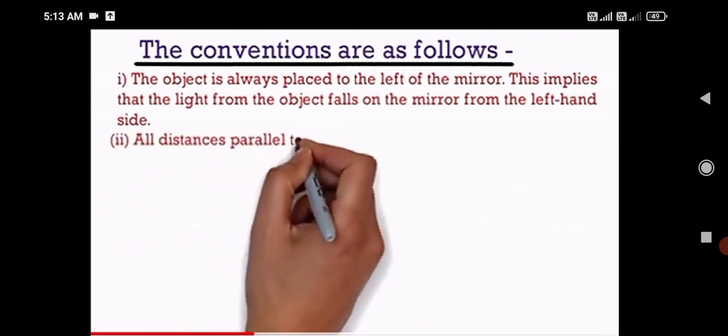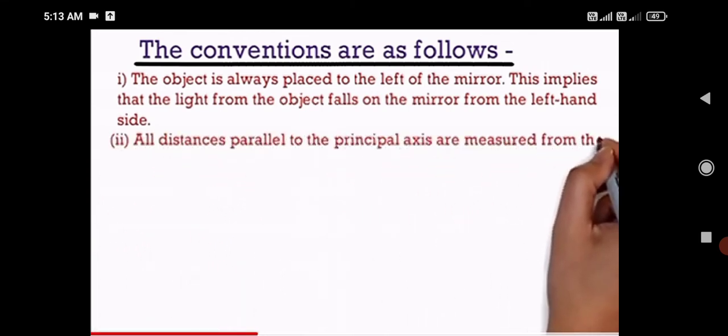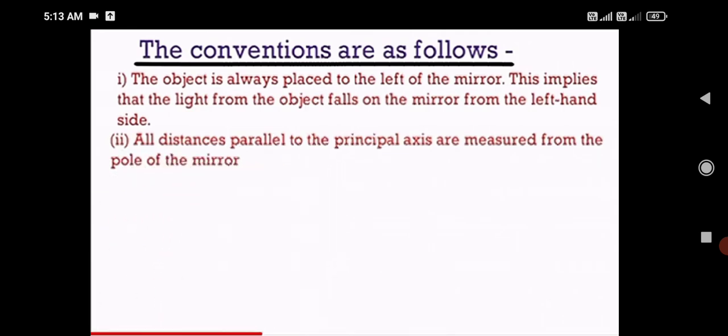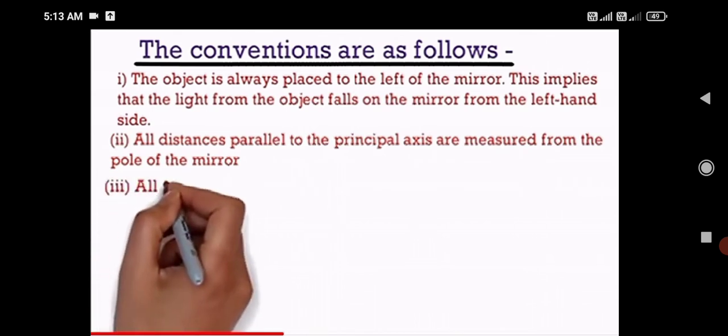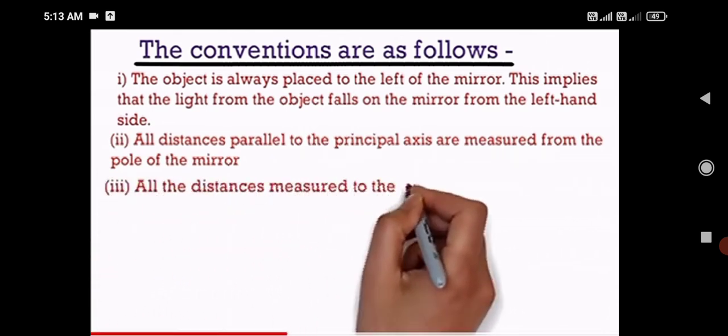Next, second, all distances parallel to the principal axis are measured from the pole. All distances means center to pole, that is focus to pole, object to pole, image to pole. So object distance, image distance, from center of curvature, focus, everything you have to measure from the pole.